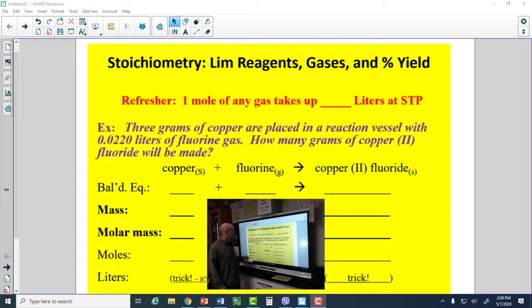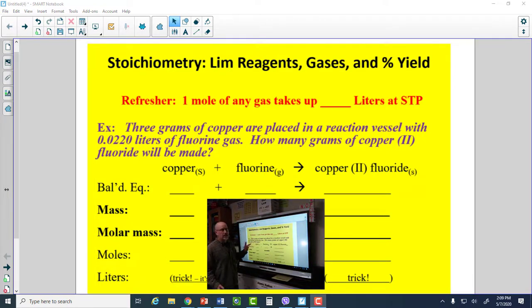Hey guys, today we're going to take a look at a little bit more stoichiometry: limiting reagents, which you guys should be good at; gases, which is pretty much brand new, but I've been intimating that this would be coming sooner or later; and also percent yield, which we've done before earlier in the year a few times. So the first thing is a little refresher.